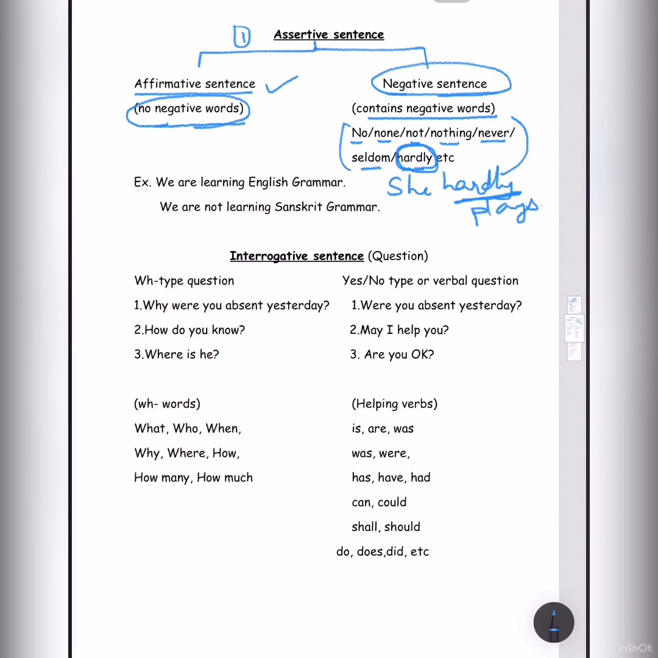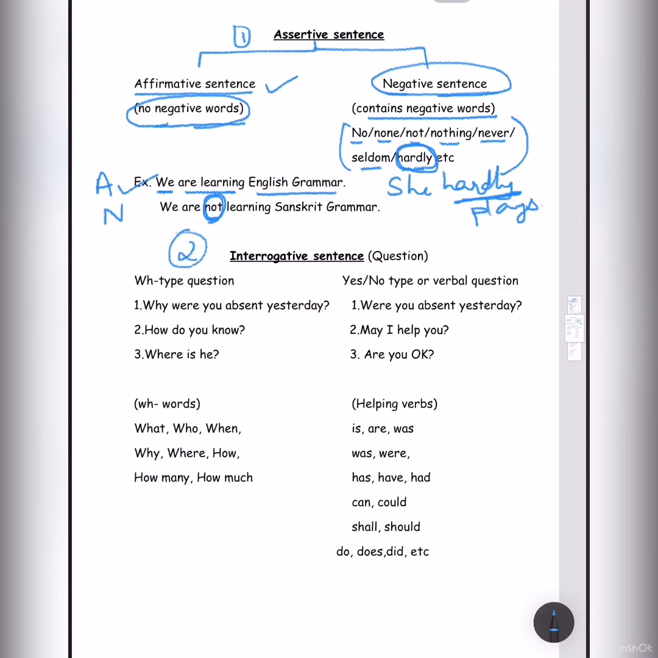Now see here the example. We are learning English grammar. We is the subject, are learning is the verb, and English grammar is the object. Here this is the affirmative sentence. The second one, we are not learning Sanskrit grammar. It is a negative sentence because there is one negative word.